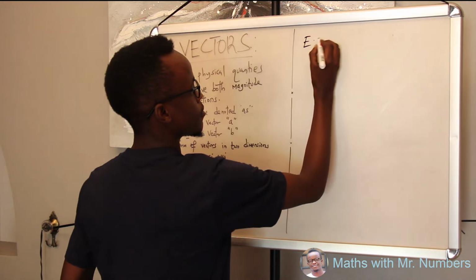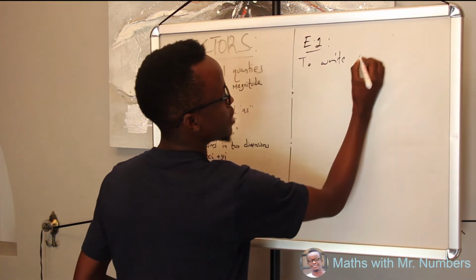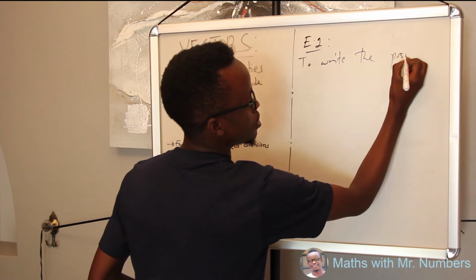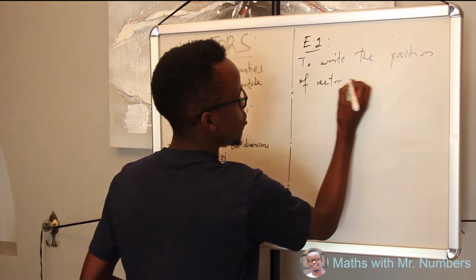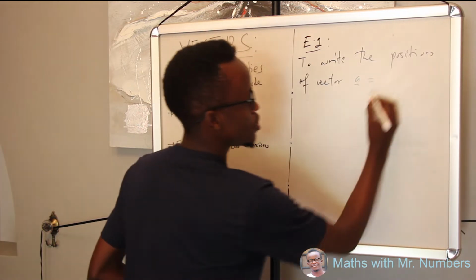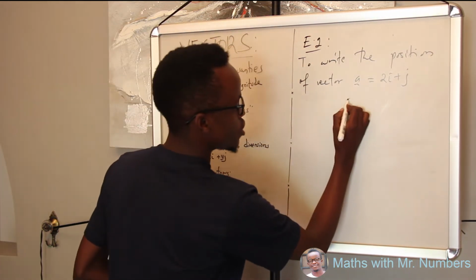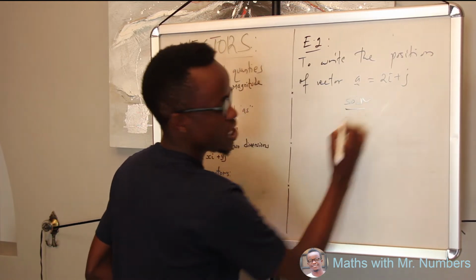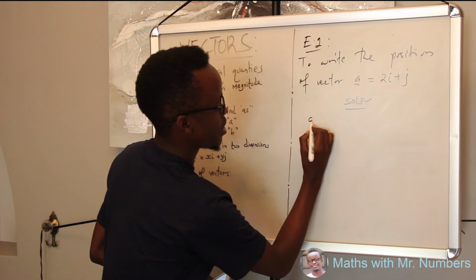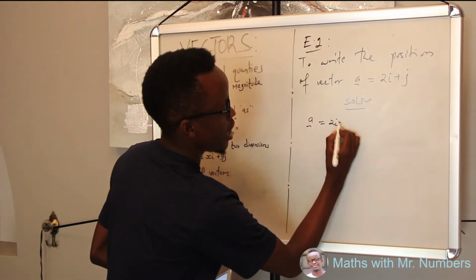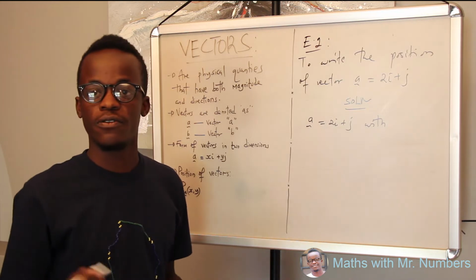Example, to write the position of vector A equals 2i plus j. Therefore, our solution to this kind of question is, first of all, you have to compare your given vector A, 2i plus j, with the general form of vector.